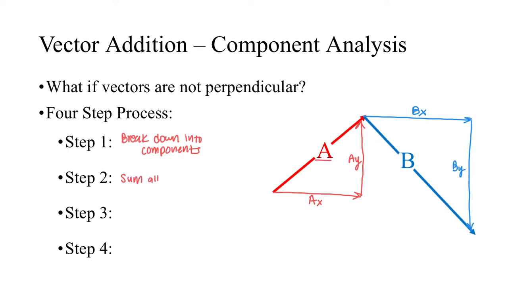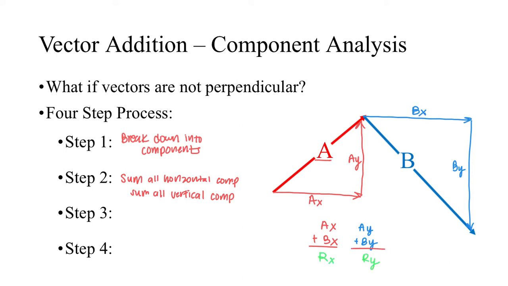and then my second step is to sum all of the horizontal components, and then also sum all vertical components. So I'll do this separately. Essentially we'll take, I'll show this down here, Ax plus Bx, and we'll take Ay plus By, and that will give me my resultant vector, my Rx and my Ry. So if I add up all of the horizontal components and all of the vertical components separately, I will get the overall horizontal and vertical component of my resultant vector.